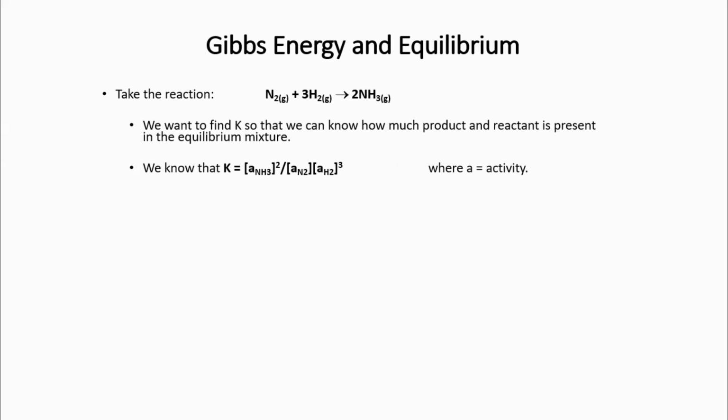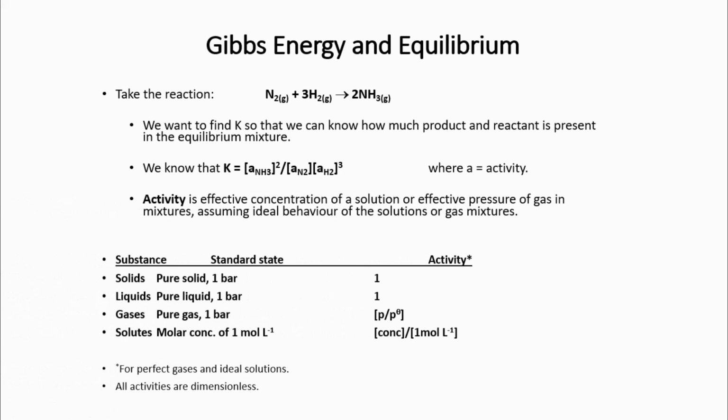Of course, K is the equilibrium constant, which can be expressed as the activity of the product, which is ammonia gas in this case, squared, divided by the product of the activities of the two reactants. Of course, for the hydrogen gas, we have to cube it because of the reaction stoichiometry. Of course, we know A, as I said earlier, represents the activity of the species in consideration.